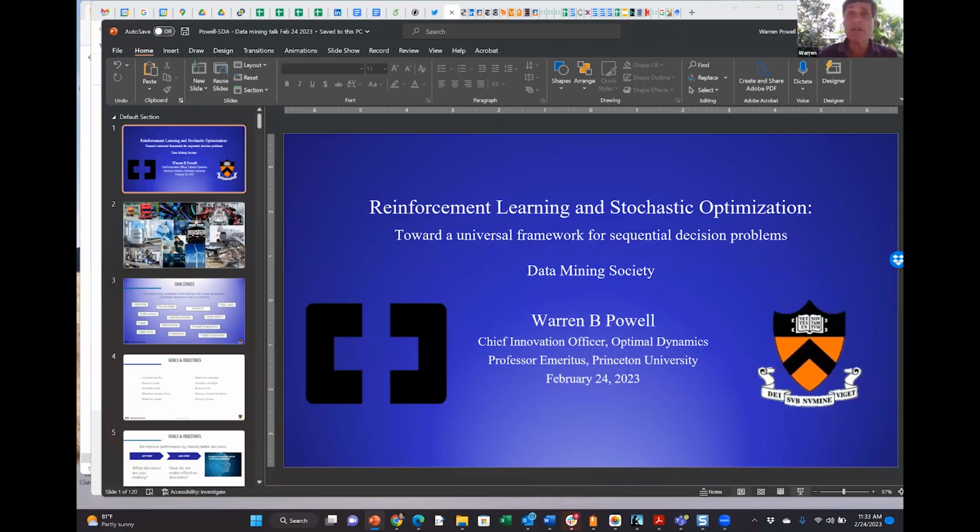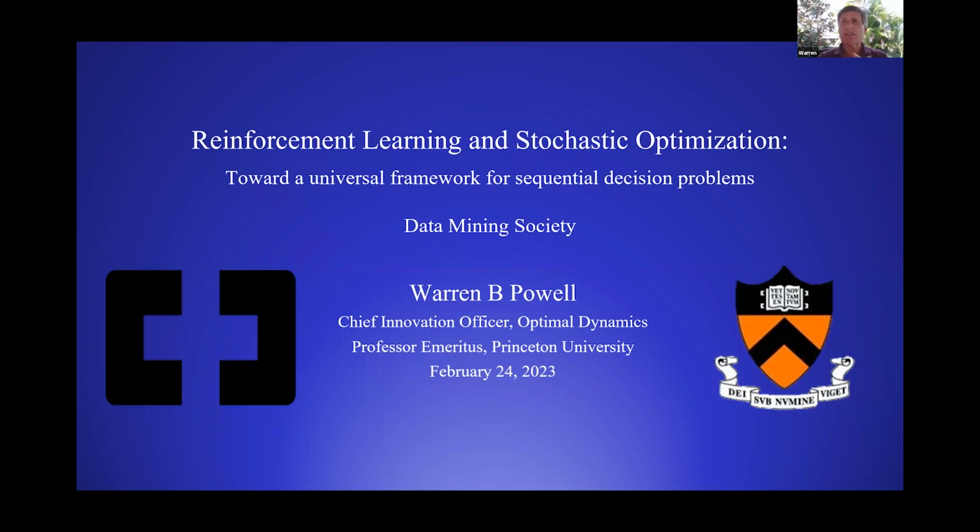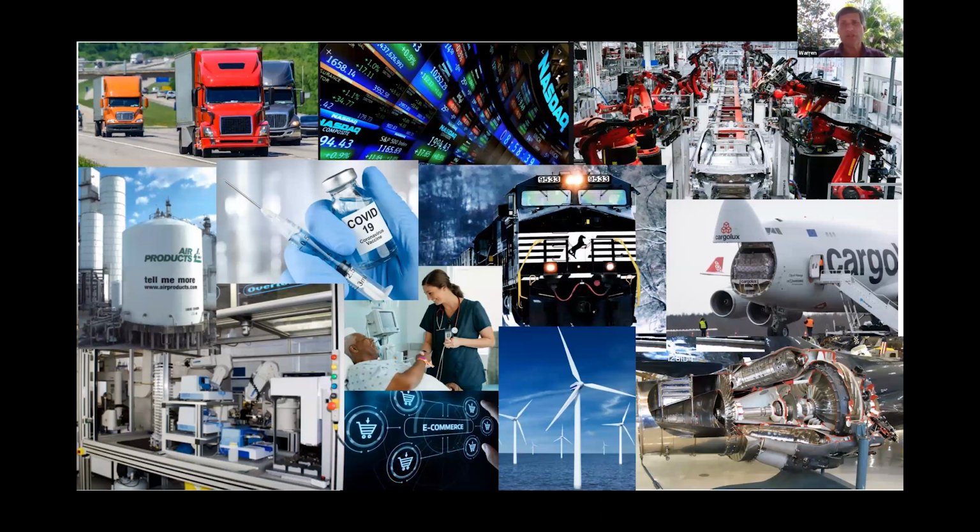Let's get going. So I'm going to talk about reinforcement learning and stochastic optimization. These are sort of the buzz phrases, but really I'm talking about a universal framework for sequential decision problems. I started my career working on a wide range of problems. Every one of these pictures is a snapshot of actual projects I've worked on, starting with trucking, which was my introductory problem, moved into rail, air cargo, manufacturing, logistics, energy and health.